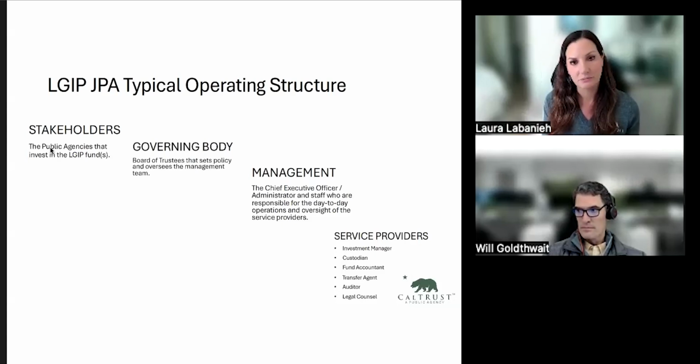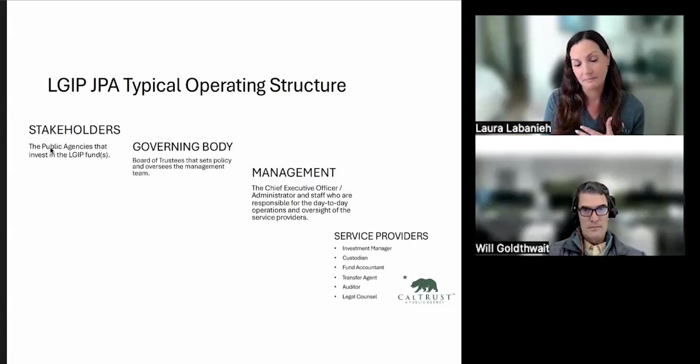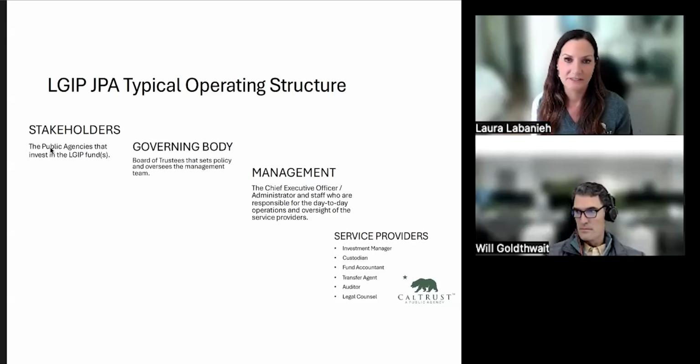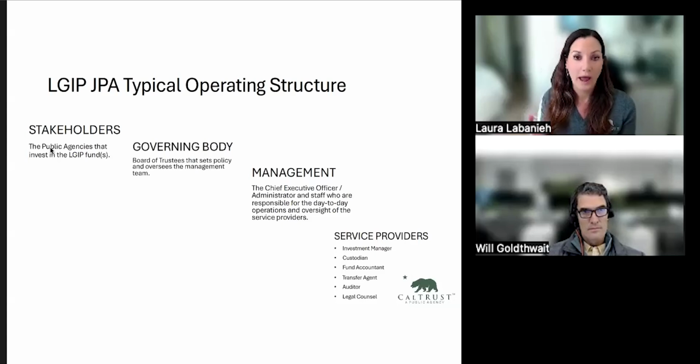In other structures, you may see that the management and staffing are some of the service providers. It's another common practice in some LGIPs that the management is provided by the investment management team, and that company actually provides the management instead of it being independent. So that's just one other piece that can vary that you'll want to look at if you're investing in a JPA and say, how are they managed? Is the management independent? Is the management tied to a service provider? Because that can have implications on if service providers change and how oversight is done.